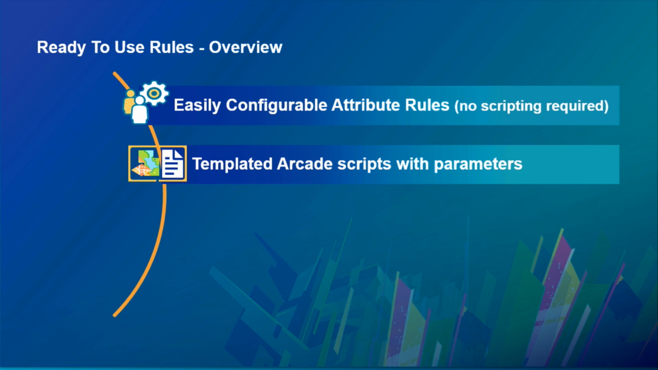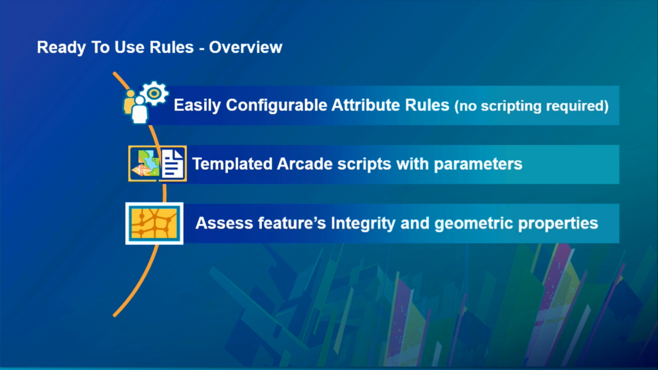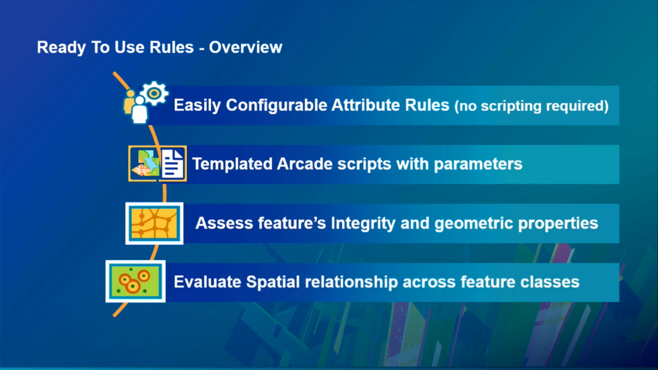So you basically go into the user interface and configure the rule. We'll see that in the demonstration. You only define the parameters that impact your rule, and then it automatically uses the templated Arcade script. And of course, it assesses the features' integrity and geometric properties, as well as evaluates spatial relationships across features.